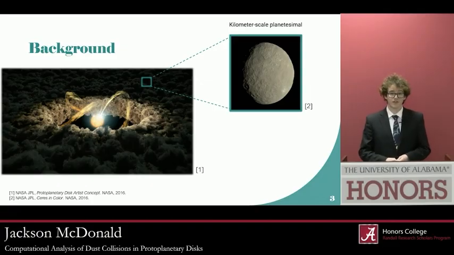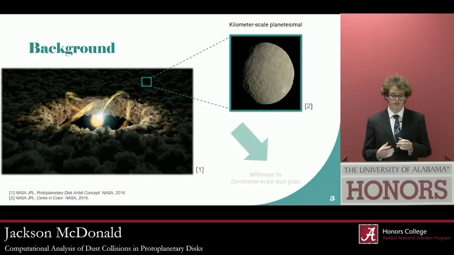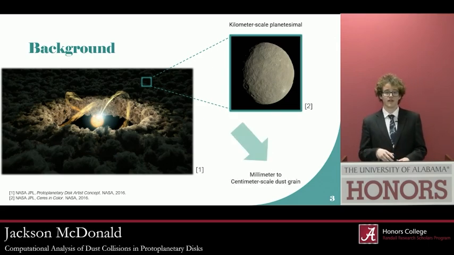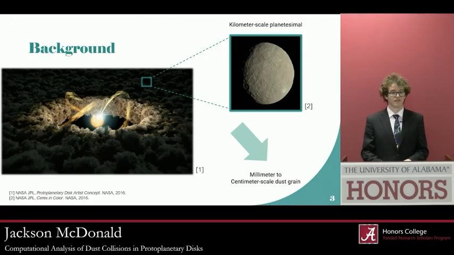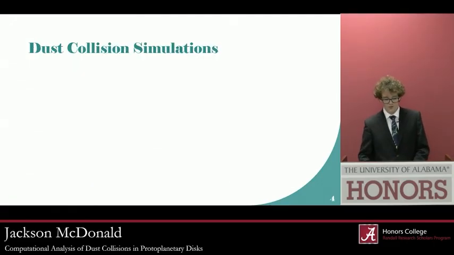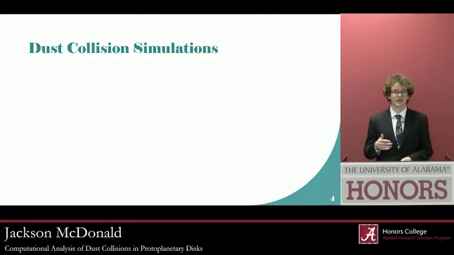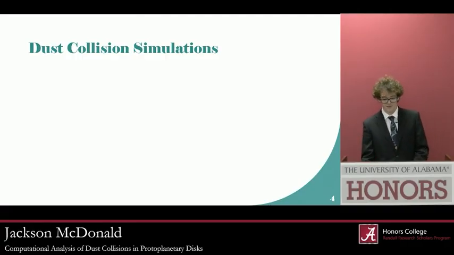This is a photo of Ceres, which is a kilometer-sized object in our own solar system. We also know that millimeter, centimeter-sized objects can accrete up to those sizes through accretion and electrostatic forces in these disks. However, when we try to simulate dust collisions to try and get much larger than centimeter to millimeter sizes, we run into some issues.